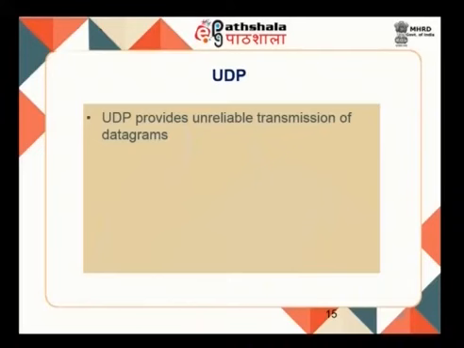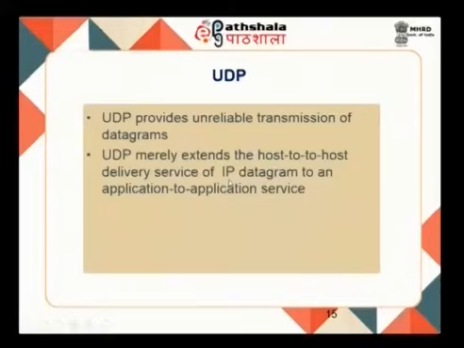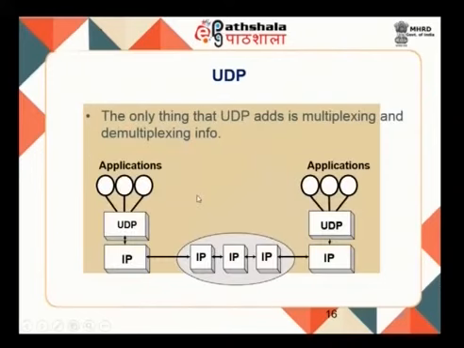Now that we have had a quick look at the two protocols, we will take a look at details of the UDP protocol. Now, UDP, as I said, provides unreliable transmission of datagrams, and it is unreliable. What it does is merely extend the host to host delivery service of the IP datagram to an application to application service. That is, IP already provides you a host to host. On top of that, all that UDP does is identify the application and send it to the correct application. That is, all it does is the basic multiplexing and demultiplexing operation.